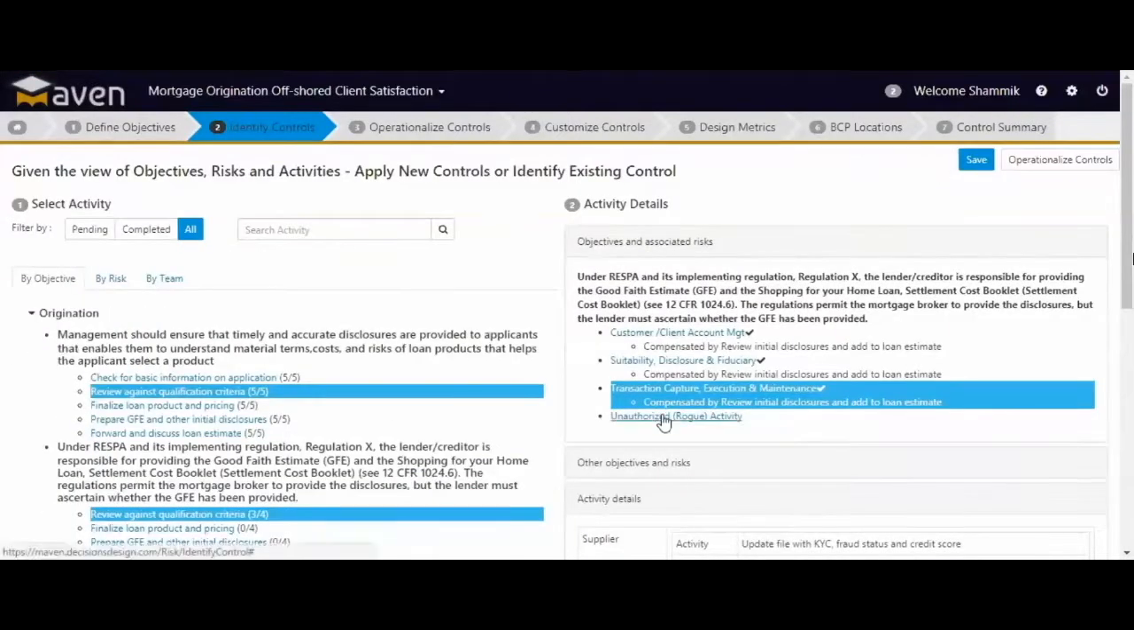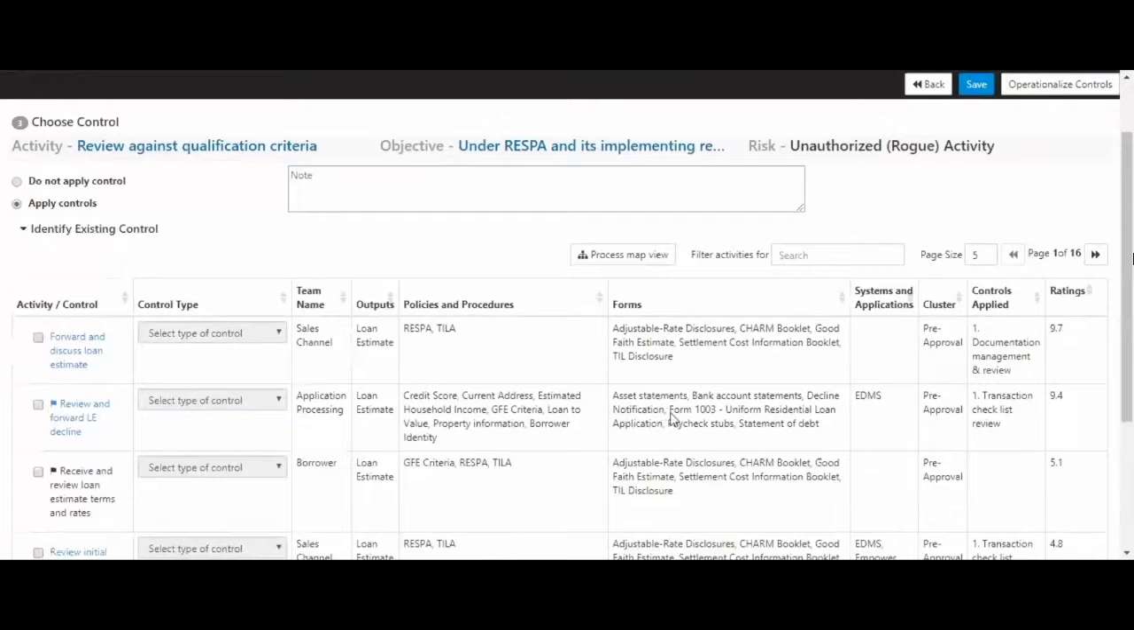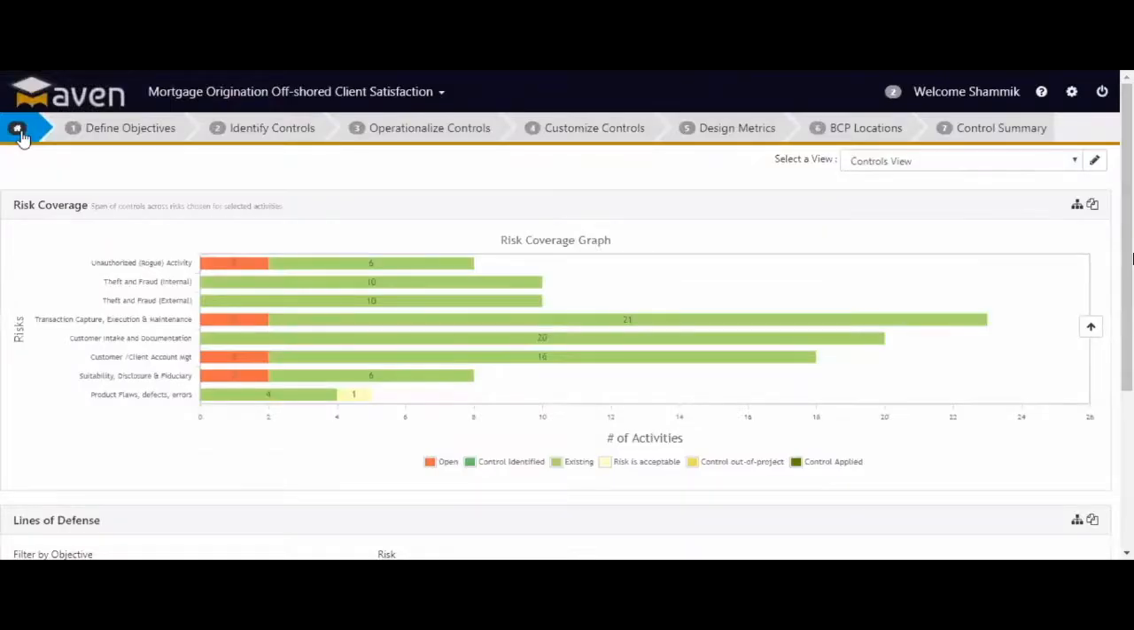The risk system learns and moves the activity selected as the control as a possible existing control at each stage. Users can check whether the process has existing controls for each type of risk by referring to the risk coverage graph.